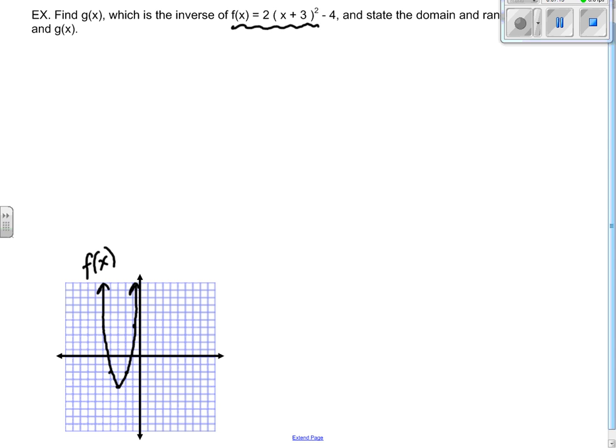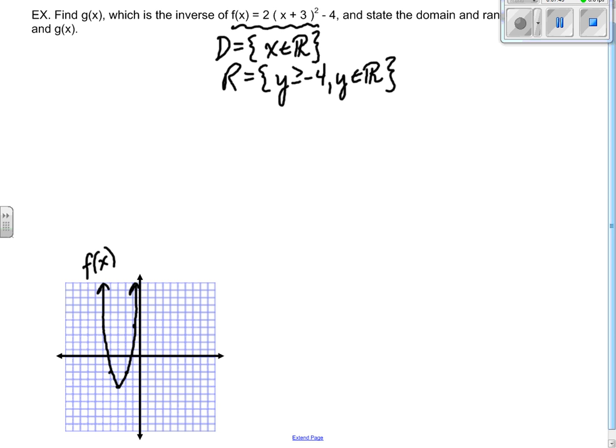We know from our functions unit that the domain of f of x is x can be any real number. It will expand horizontally to the left and to the right eventually as x increases and decreases. The range for the parent function would be y greater than or equal to 0, y is a real number, but this one has been shifted downward 4. So our y is greater than or equal to negative 4, y is a real number.